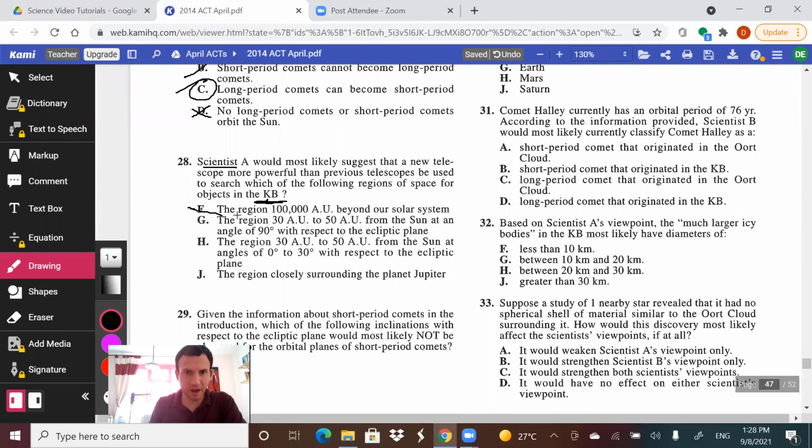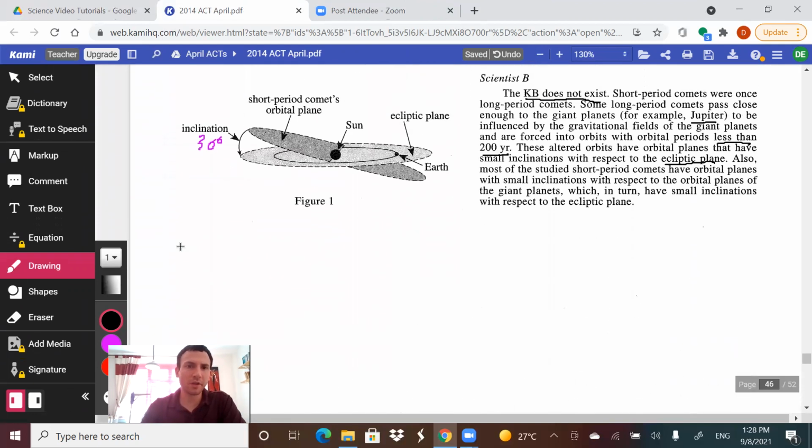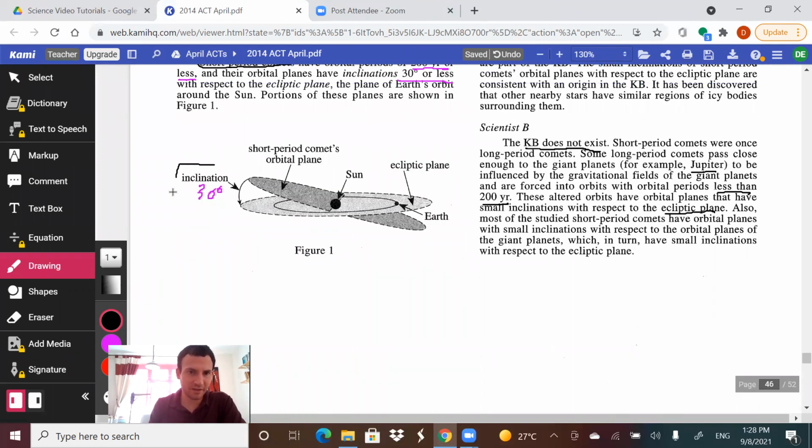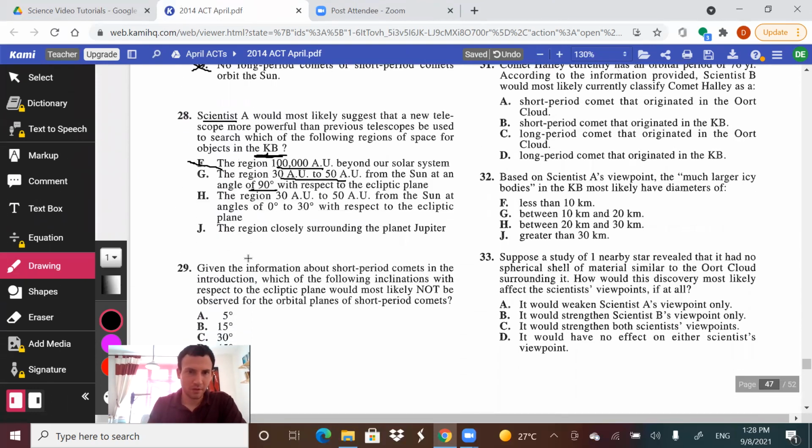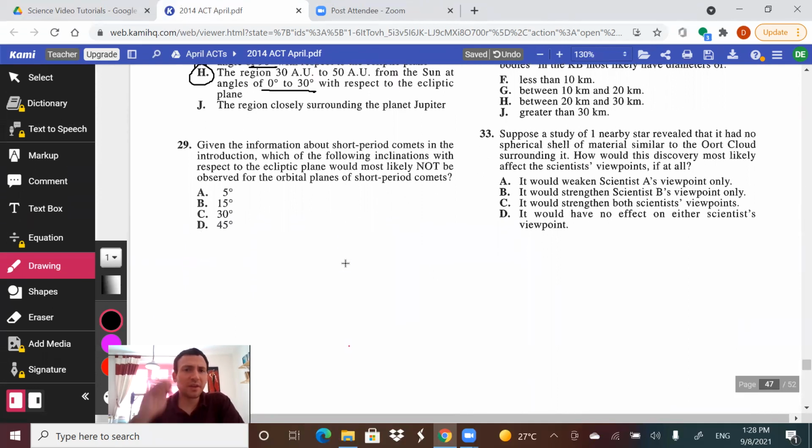So no, not that far out. This has the right area from the sun, but it says at an angle of 90 degrees with respect to the ecliptic plane. No, what all the scientists agree on is that the inclination is within 30 degrees of the ecliptic plane. So this one's going to be H, within this distance from the sun and within this angle on the ecliptic plane.